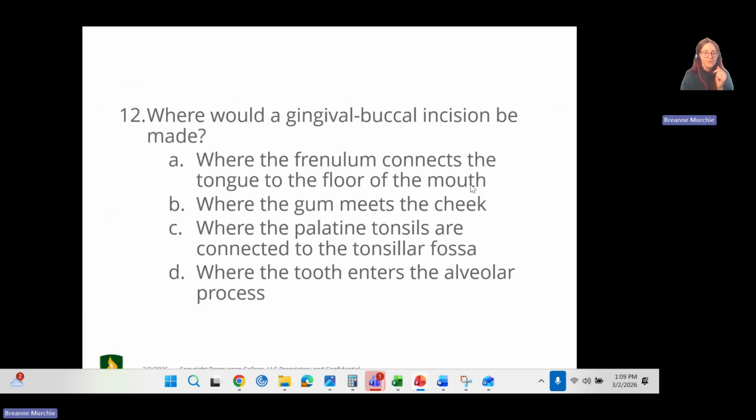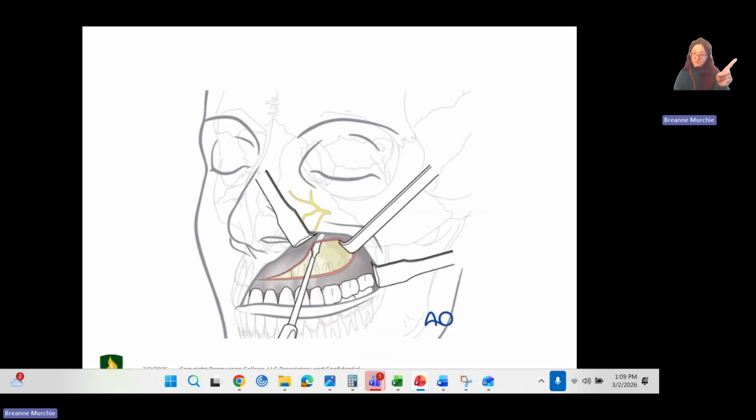Good. Number 12, where would a gingival buccal incision be made? And this is where the gum meets the cheek. You need to use your med term here. Gingivo means gum, buccal means cheek. And then that would be where our incision is.